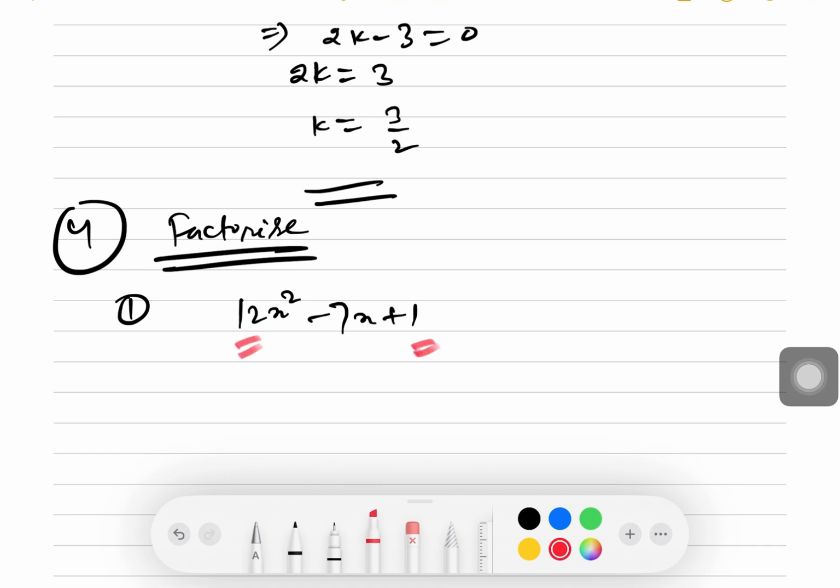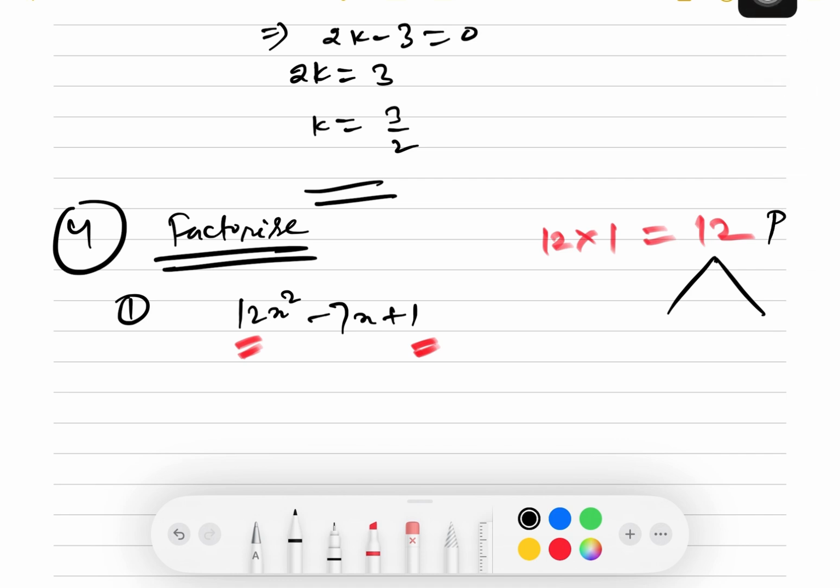Constant term is 1 and coefficient of x square is 12. So these two numbers along with the sign we have to multiply. Since they both are positive, I took positive 12 multiplied by positive 1 equals to 12. So after multiplication of these two numbers I got 12. Now I have to think of two numbers such that their product should be 12, but if I add or subtract them I should get minus 7, which is my middle term.